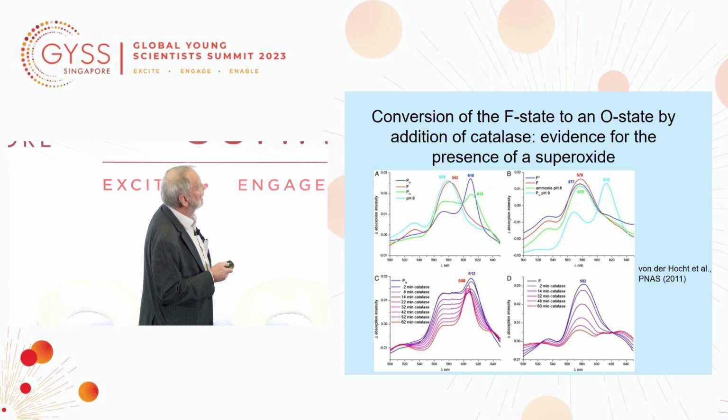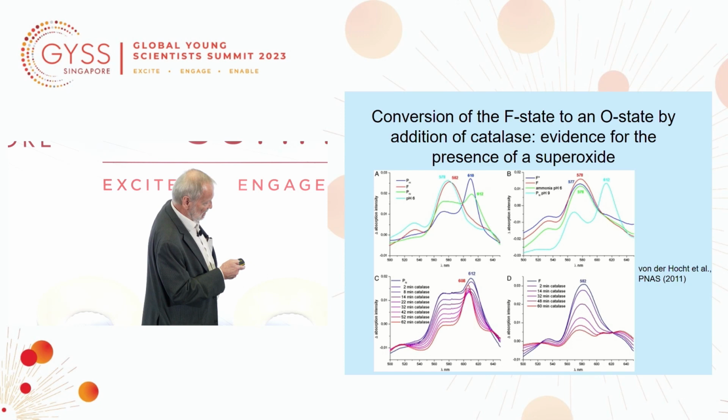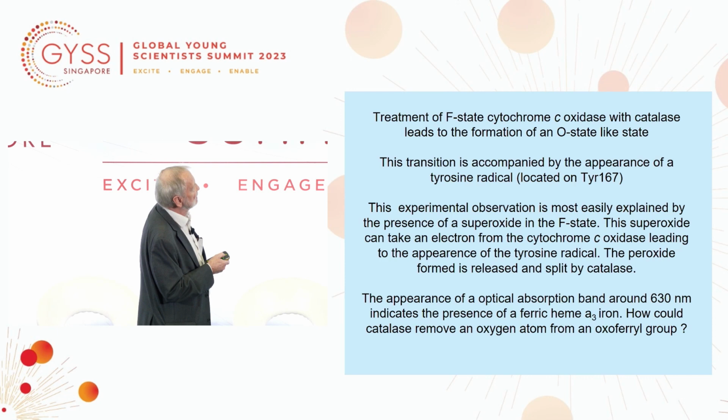We also have other evidence for that, because when you generate the F state, that is seen here in that part of the slide, it absorbs light at 582, and when you add catalase, the F state is actually reduced, and you get a new state, and this new state looks very much like an O state. By addition of catalase, we convert the F state to an O state. This is most easily explained by the presence of the superoxide in the F state. If the superoxide takes an electron from cytochrome c oxidase, it also leads to the appearance of a tyrosine radical located on tyrosine 164, that we know. And the peroxide, which is released from the enzyme, is split by catalase. This then gives the optical feature of the oxidized form of cytochrome c oxidase with a ferric heme a3 ion.